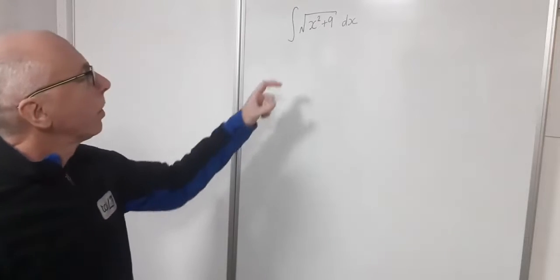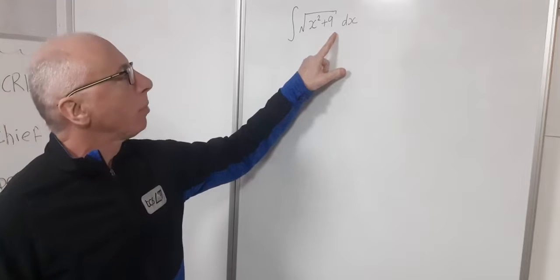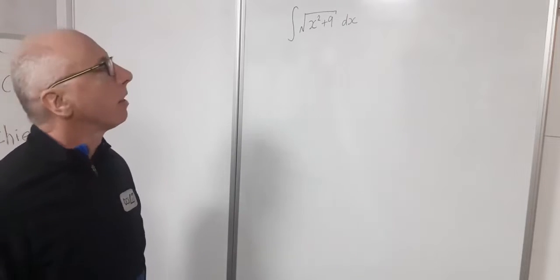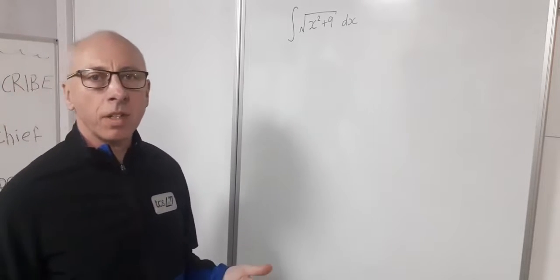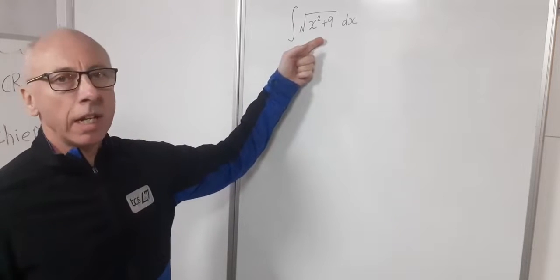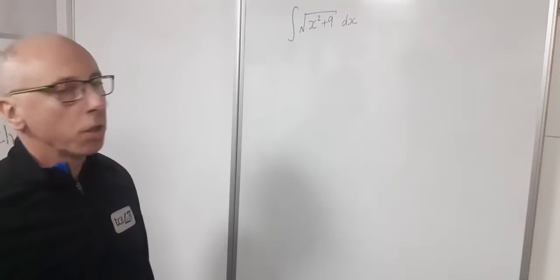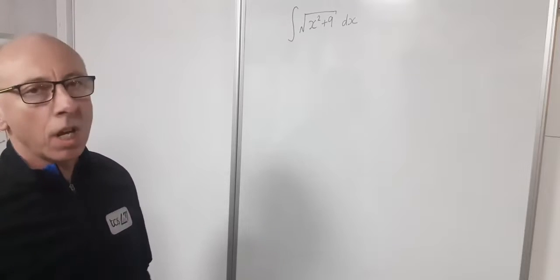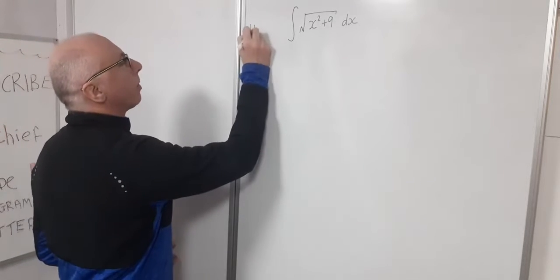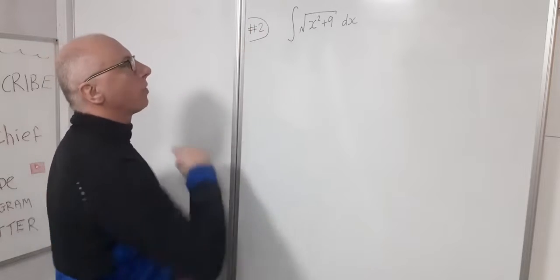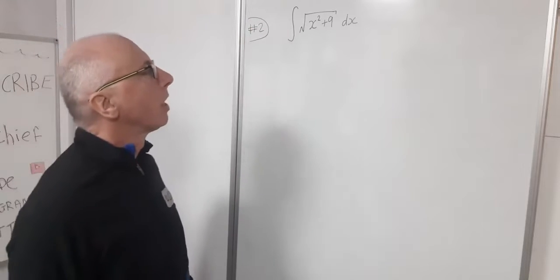So in this video I'm going to integrate the square root of x squared plus 9 with regards to x. Now this is the second video on this same integral, and the first time we integrated it we used tangent as our substitution. This time I'm going to use the hyperbolic substitution. So this is our second version of this same integral.